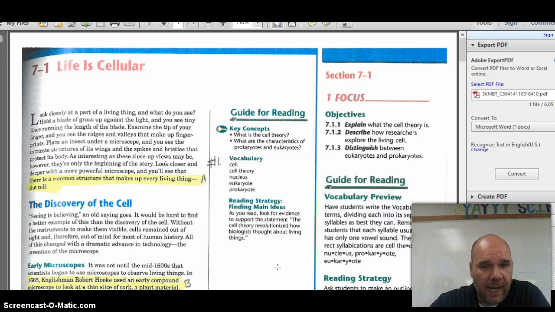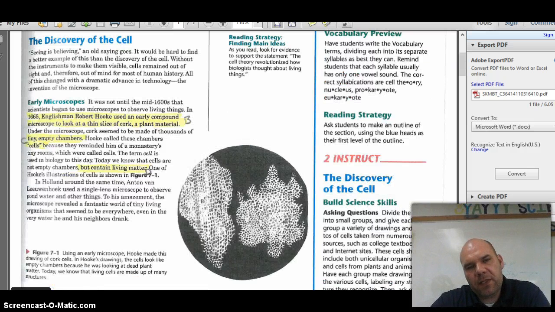We know, and it's highlighted here, and I've also lettered it, there's a common structure that makes up every living thing, and that is a cell. So bubble A: a common structure that makes up every living thing, and that is a cell. For bubble B, we also saw this in our Eukaryopolis video. In 1665, Englishman Robert Hooke used an early compound microscope to look at a thin slice of cork of a plant. Cork is a plant, so this was the first experience folks had at looking at cells. So bubble B: 1665, Englishman Robert Hooke used an early compound microscope to look at a slice of cork.